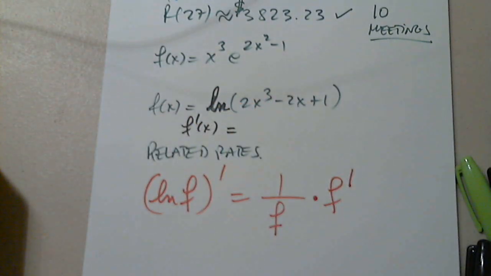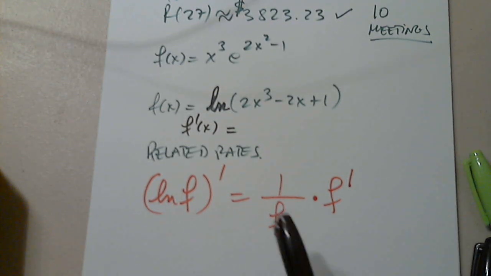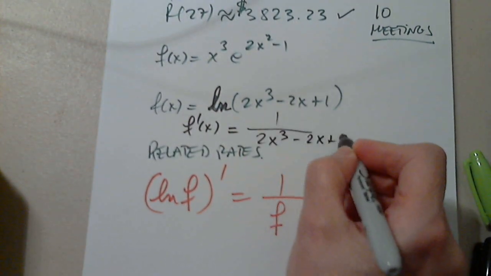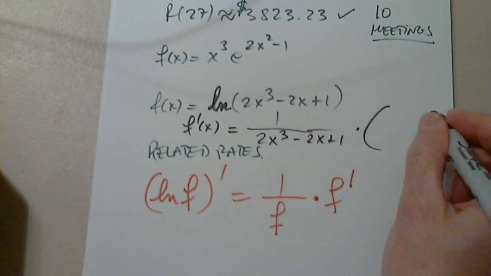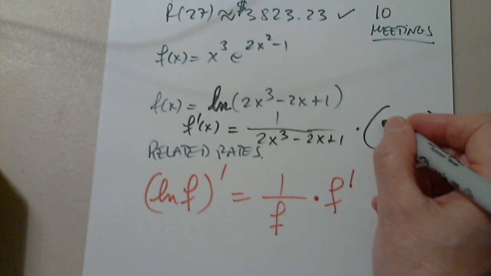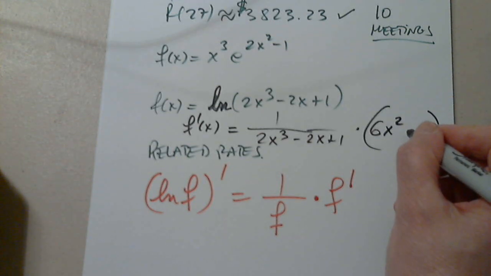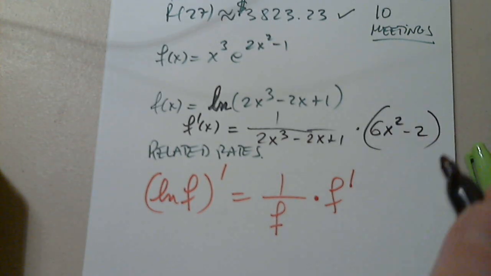So let's go back to what we have then. So it's 1 over 2x cubed minus 2x plus 1 times 6x minus 2. That's it. Perfect.